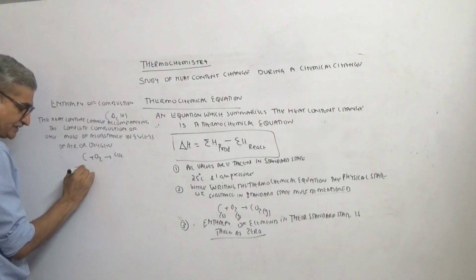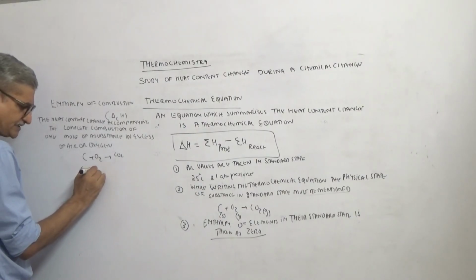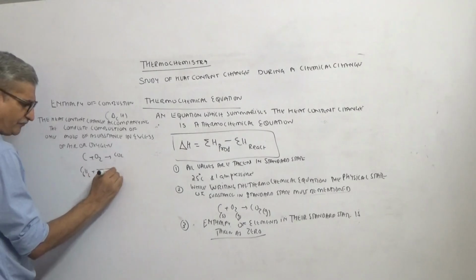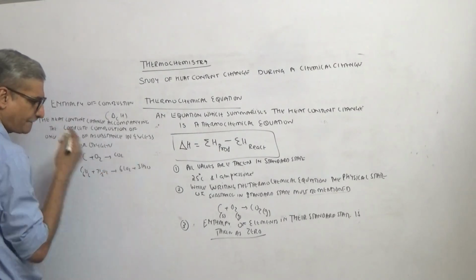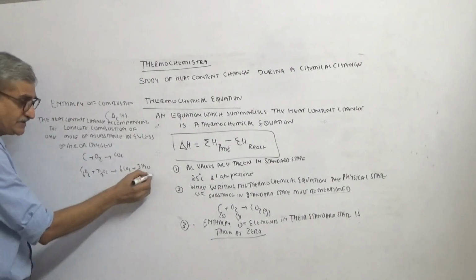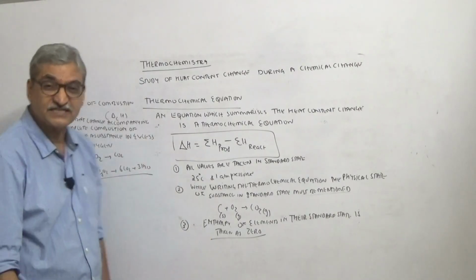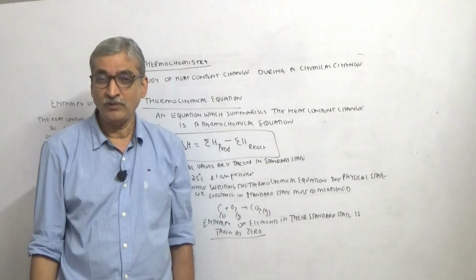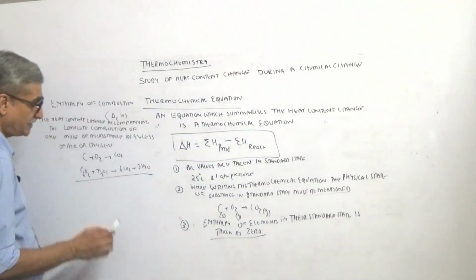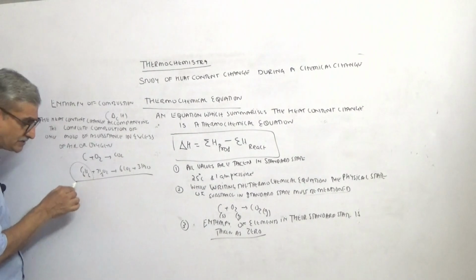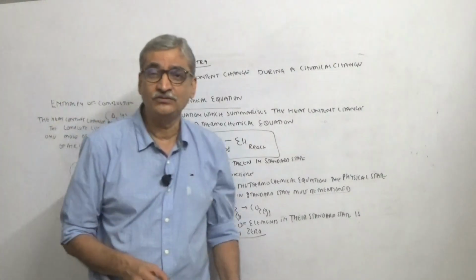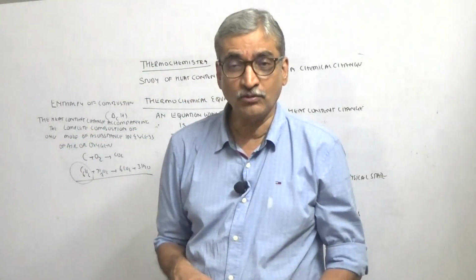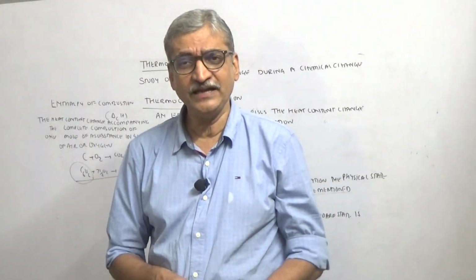Then suppose benzene, C6H6 plus 7.5 moles of oxygen forms 6 CO2 plus 3 H2O. Now we will ask, is this enthalpy of combustion? Yes. Why is it yes? Because 1 mole of benzene was there. Now 1 mole required only 7.5 moles of oxygen. That is just the coefficient from balancing.